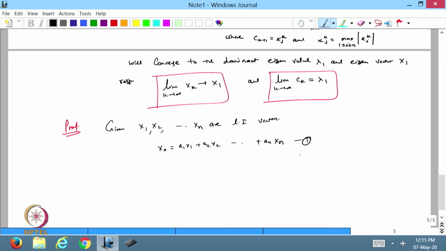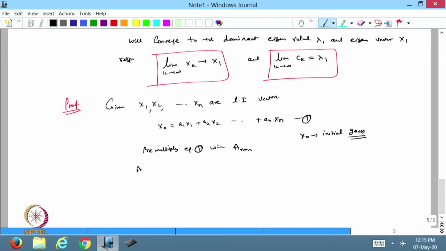So, x naught is the initial guess we are going to start with. Now I apply the matrix. So, pre-multiply equation 1 with A, the n cross n matrix, whatever matrix I have taken.